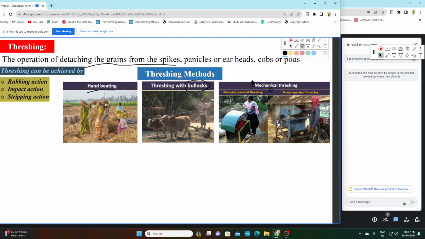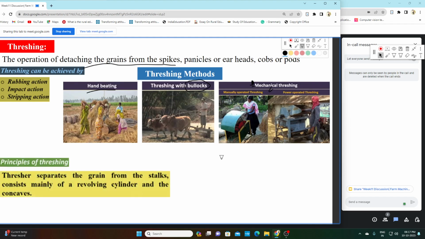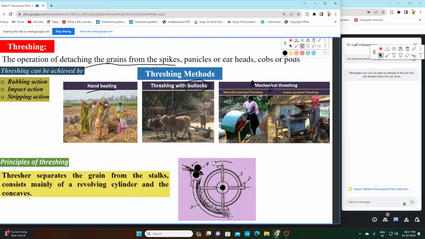This is mechanical threshing. Now, what are the principles of threshing? A thresher separates the grain from the stalks, and consists mainly of a revolving cylinder and the concave. So, how will this threshing operation commence? The threshing operation commences with two important parts; for a thresher we need two important parts.